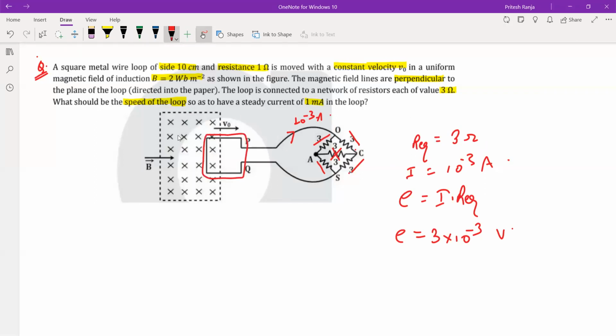this loop is being moved in the uniform magnetic field. So इसमें motional EMF आएगा, that will be BLV, and this is equal to 3 into 10 to power minus 3. So you can find V naught as 3 into 10 to power minus 3 by B into L. B क्या है? 2 Tesla. And what do we have L as? 0.1 meters. Is this what we will be doing?